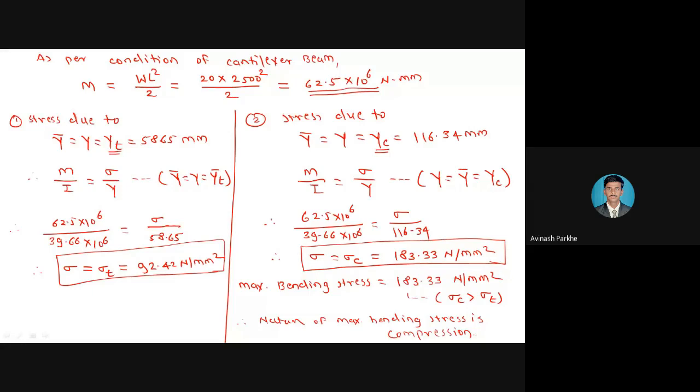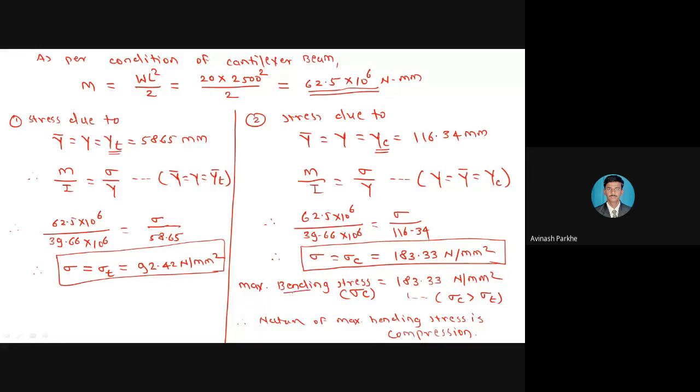They have asked the bending stress calculation also. They have asked the maximum bending stress also. But if I have to calculate the maximum bending stress, what is my requirement? I have to calculate the two stress values. If I calculate the two stress values, then and only then can I go for the comparison, which is maximum and which is minimum. Therefore, here I have calculated the two bending stresses in the form of sigma t and sigma c. I have compared both, and after the comparison, it has been observed that the maximum bending stress is sigma c, which is equal to 183.33 Newton per mm square.